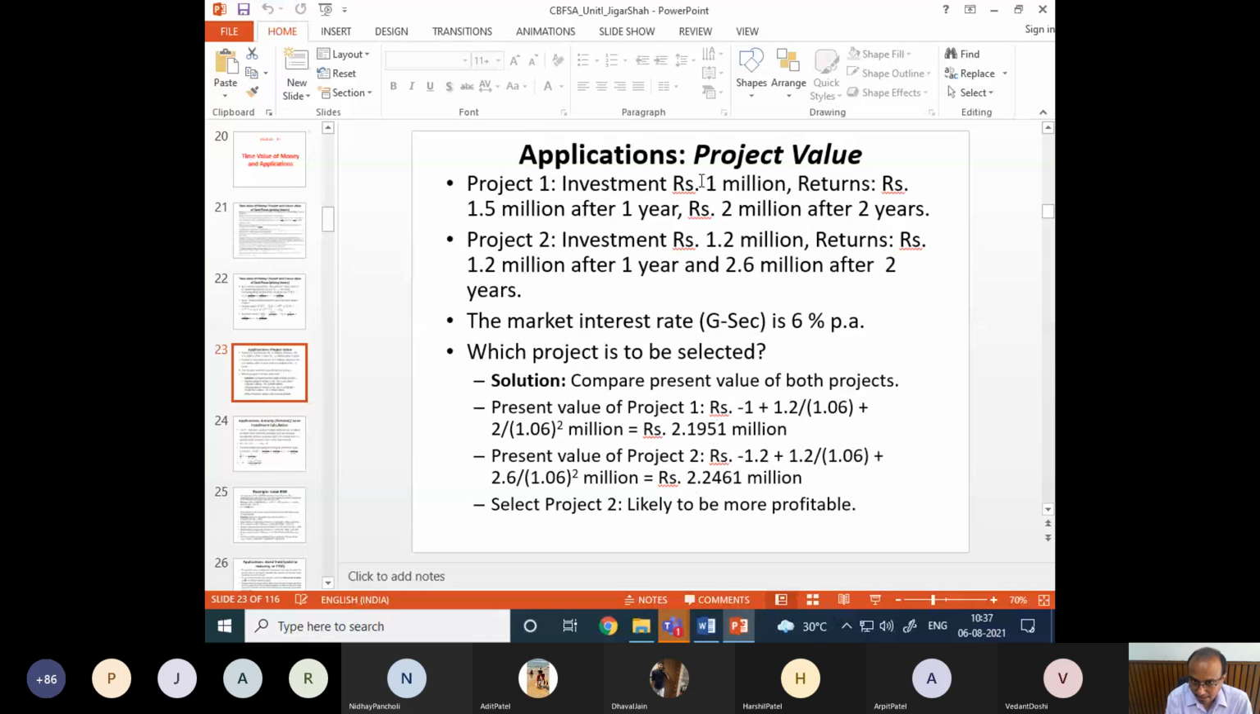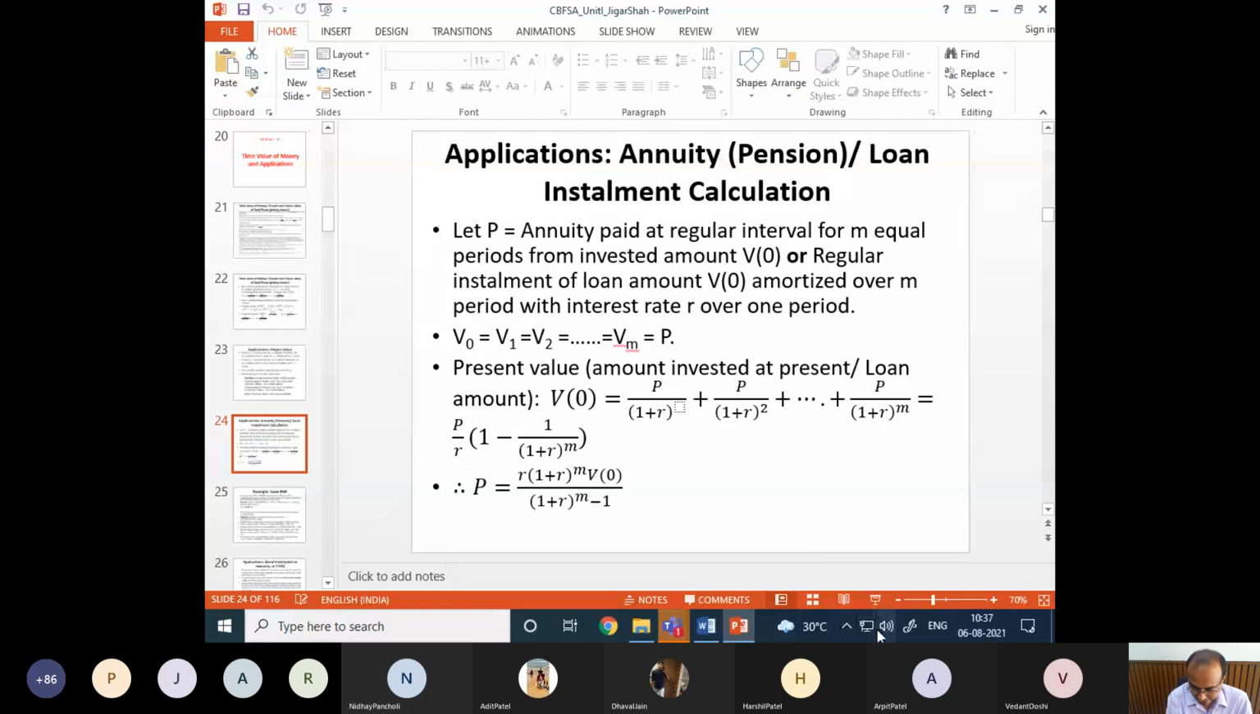So see, by looking at the data, you find that 1 million returns 1.5 million in 1 year, right? Here 1.2 million returns the same amount in 1 year. So by looking with the naked eye, it looks like project 1 is advantageous, but by calculating this with the market interest rate, you will come to the conclusion that project 2 is the more beneficial. So see, this is required. Okay, so I hope you got this, right?